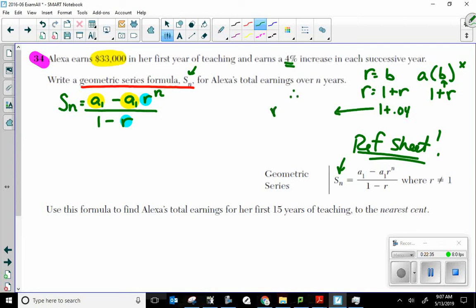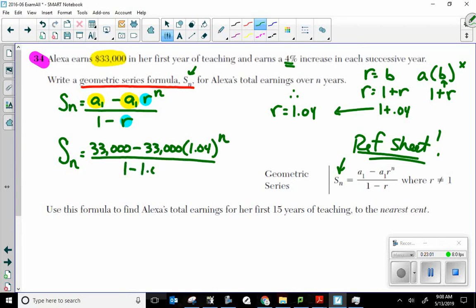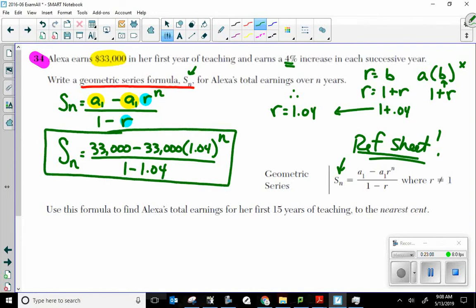Therefore, your R equals 1.04. It's not just 0.04. This sometimes throws people off, but that's the case for this geometric series. So S of n is going to equal 33,000 minus 33,000 again times 1.04 to the n, all over 1 minus 1.04. This is a geometric series formula to figure out Alexis' total earnings.